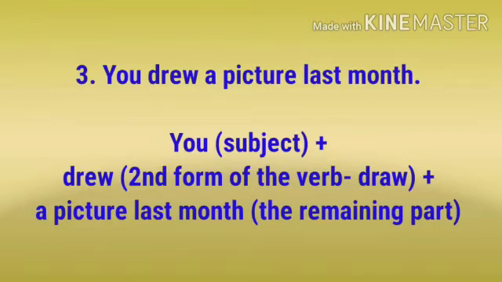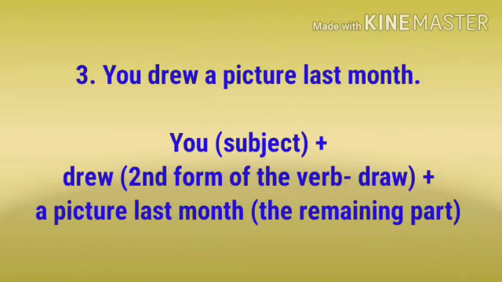Now moving on to the next example. You drew a picture last month. The subject is you, as you can understand. Then again the second form of the verb. Here the verb is draw. So you need to write the second form of the verb draw, which is drew. Then a picture last month. As I have mentioned earlier, after the second form of the verb, you need to write the remaining part of the sentence. Here the remaining part is a picture last month.